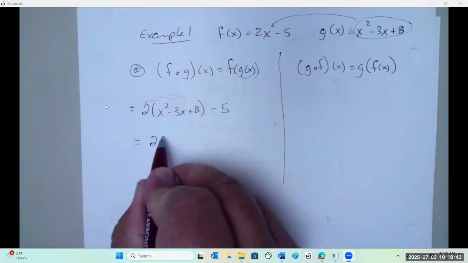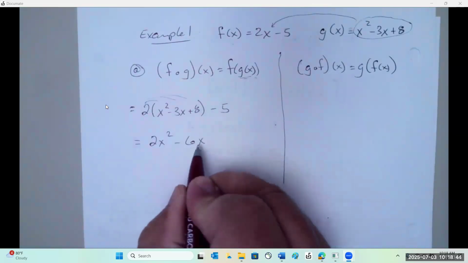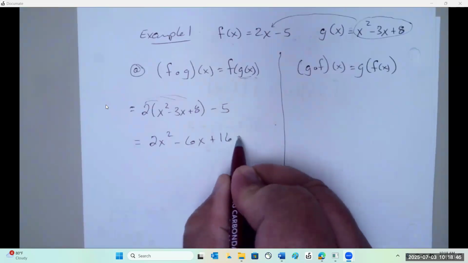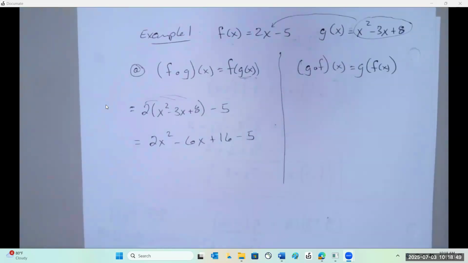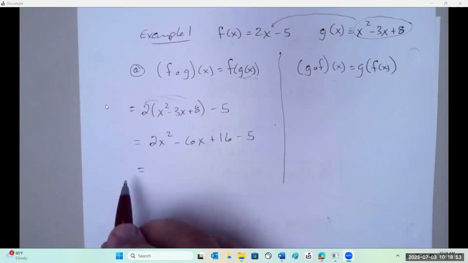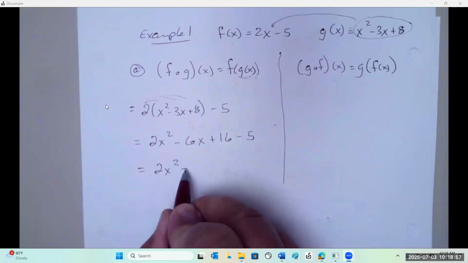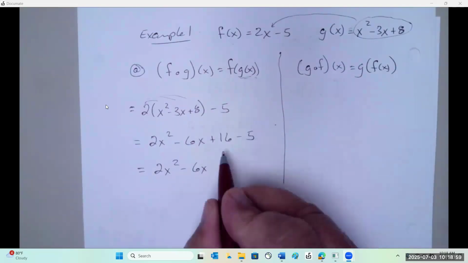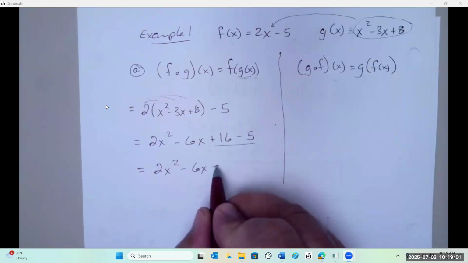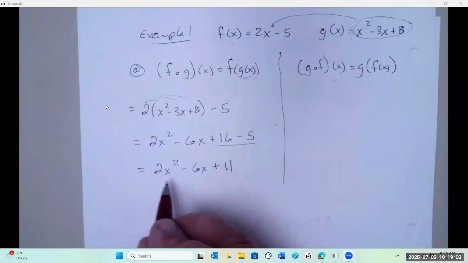So we have 2x squared minus 6x plus 16. Whenever you get rid of parentheses, first thing you do is combine like terms. So we have 2x squared minus 6x. 16 minus 5 is positive 11. So there's your answer.